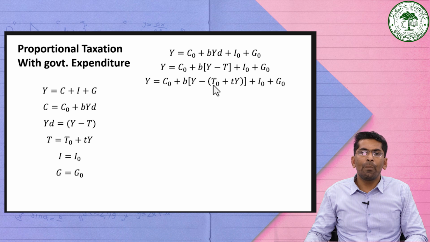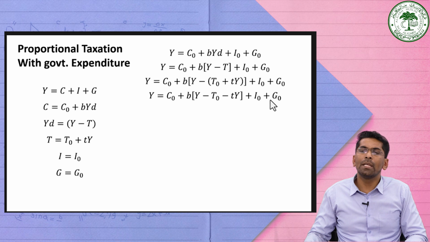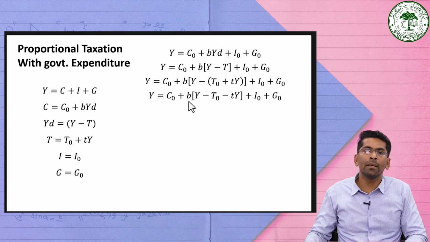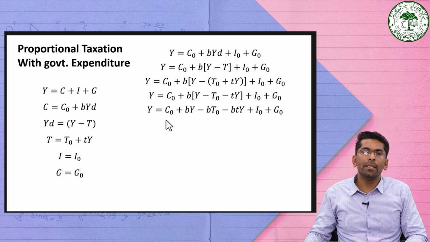Now we are going to open this particular bracket, so it will become C0 plus B into y minus T0 minus ty, plus I0 plus G0. Now again I am opening this particular bracket by multiplying each and every term by the MPC, that is B. So your equation will become C0 plus By minus Bt0 minus Bty plus I0 plus G0.